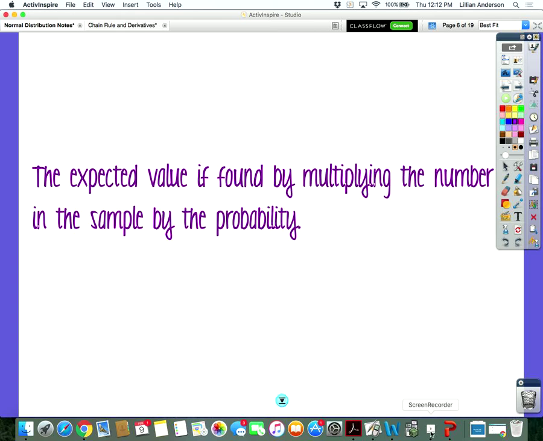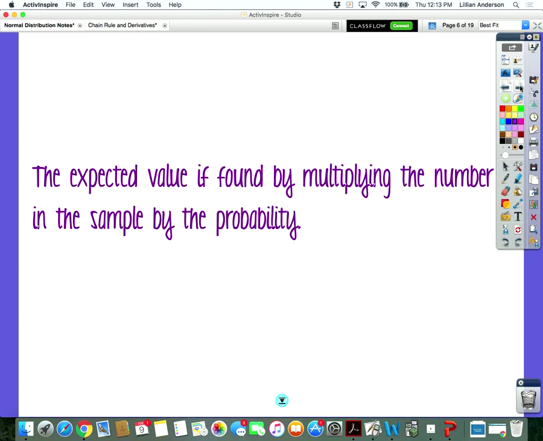The easiest example I can give you: if you have a coin, what's the probability that you'll get a head? 50%, one half, right? So if you flip a coin 50 times, how many times are you expected to get a head? 25 times. So you take the probability, you multiply it by the number in the sample. So in that case, 50.